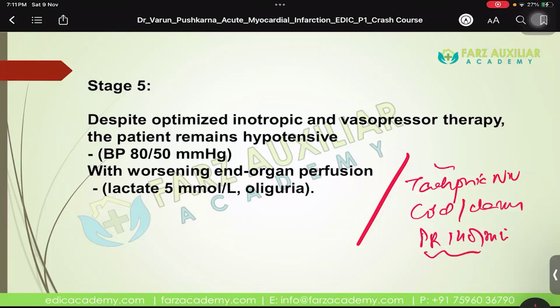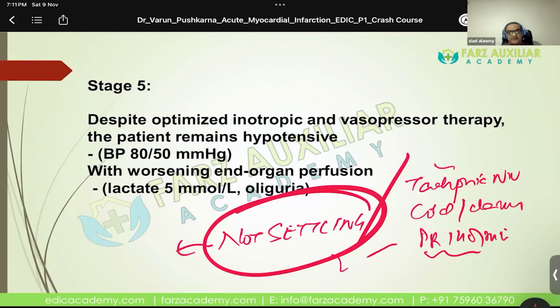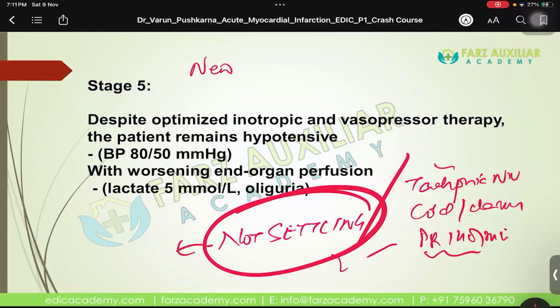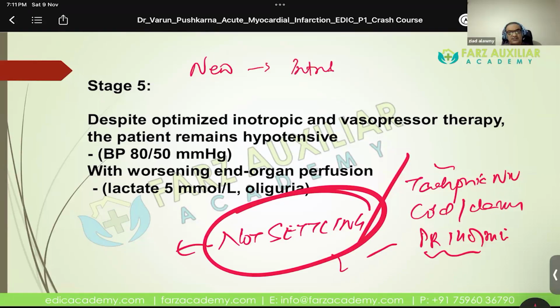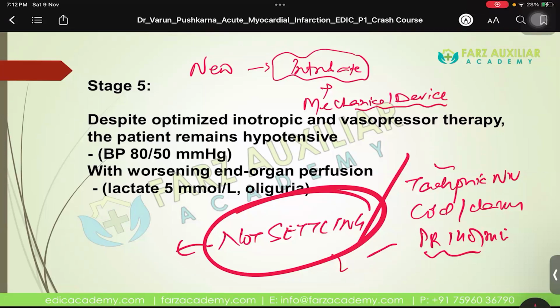The patient is not settling. What are you going to do next? First, I will intubate the patient. Second, I will arrange for a mechanical device to help decrease the afterload. Okay. What mechanical devices are there to help unload the left ventricle?